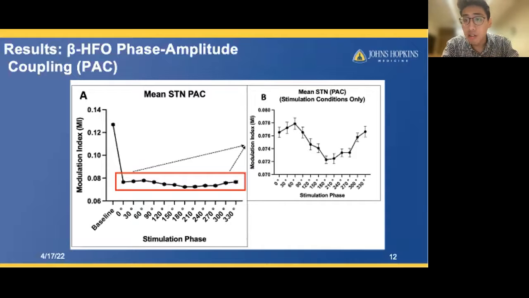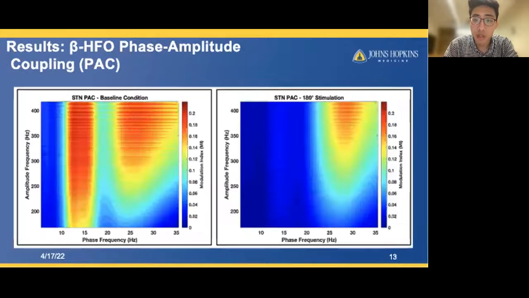But last but not least, the phase-amplitude coupling. In baseline, we see the exaggerated mean PAC in the STN. But like other responses under PTS, all PTS conditions could effectively suppress the PAC. And within the PTS conditions themselves, 180 degree stimulation, corresponding to the local minima, could maximally suppress the PAC as much as possible.